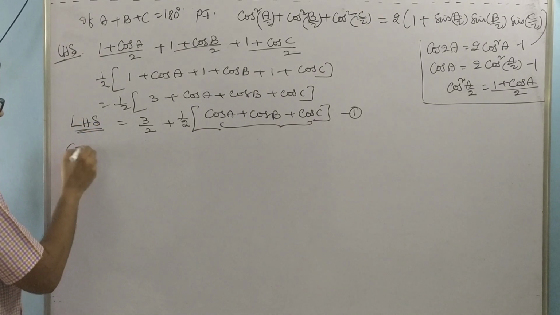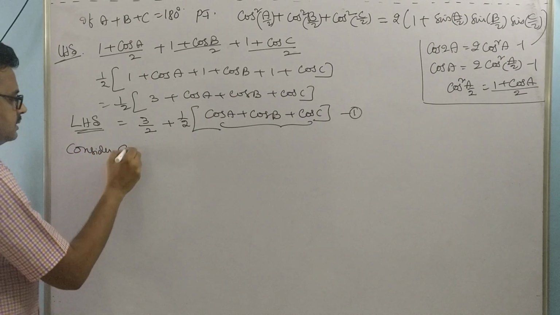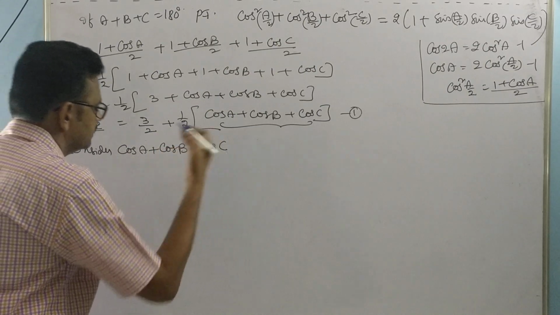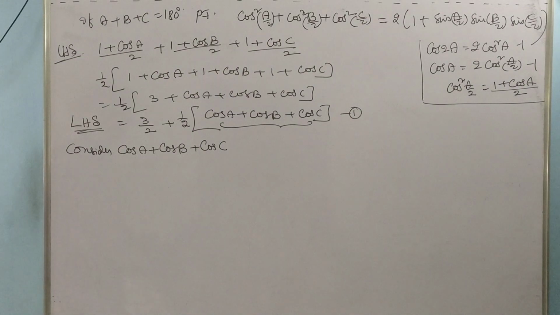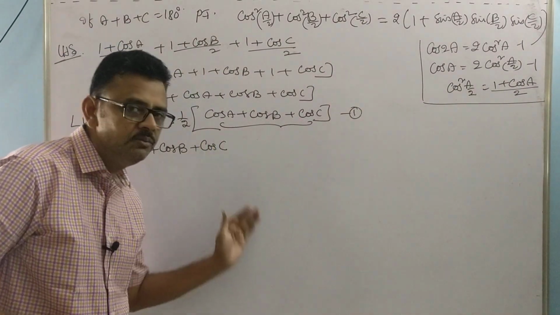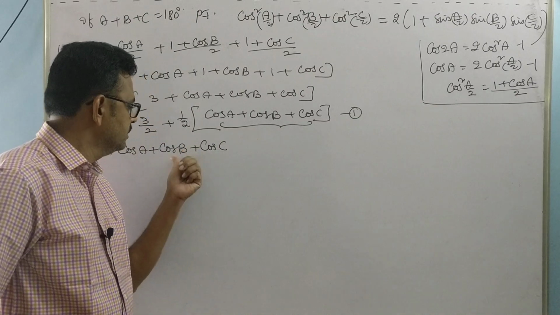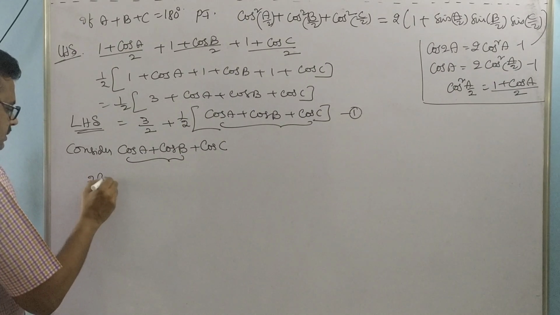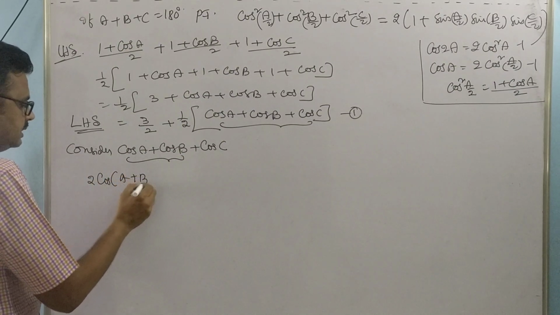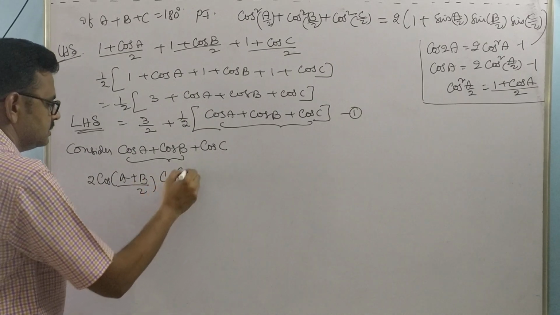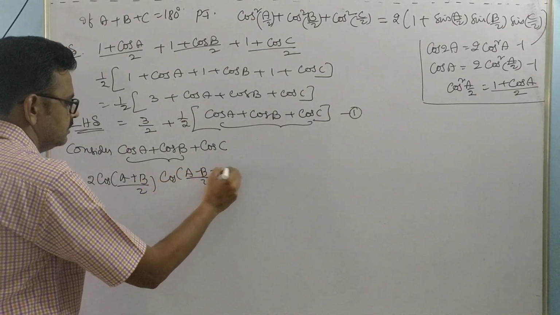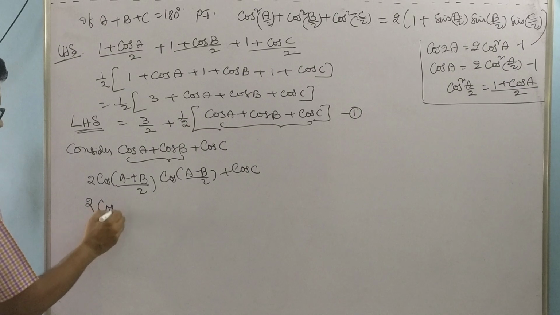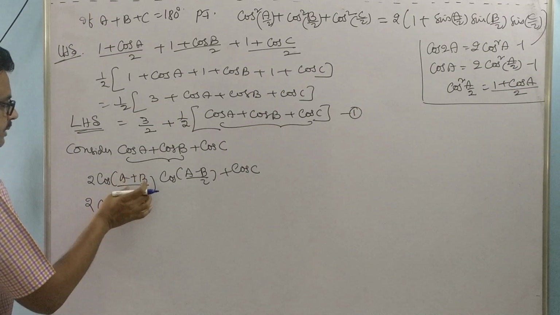Now take cos A plus cos B plus cos C. Now this is of the cos C plus cos D form. Again the same format. Yesterday we did more number of problems. So cos C plus cos D is 2 cos of (C plus D) by 2 into cos of (C minus D) by 2. So this is 2 cos of (A plus B) by 2 into cos of (A minus B) by 2 plus cos C. So this is 2 cos of (A plus B) by 2, what is it equal to?